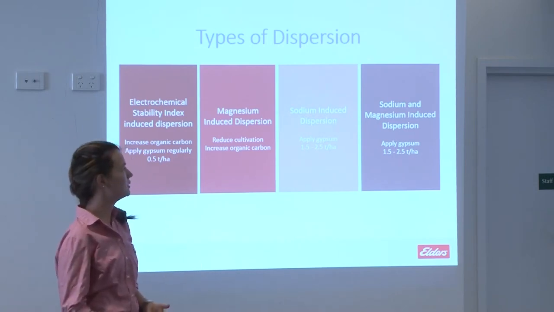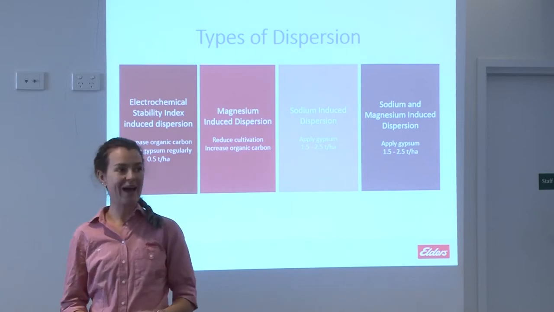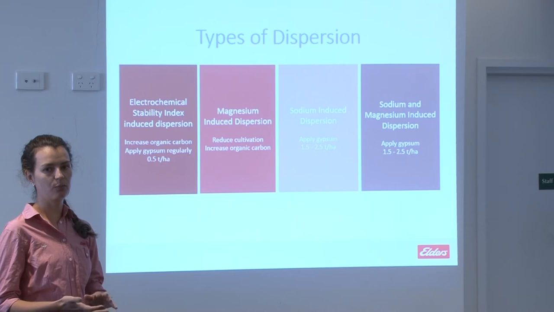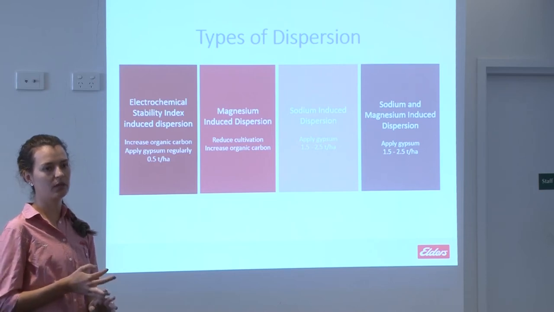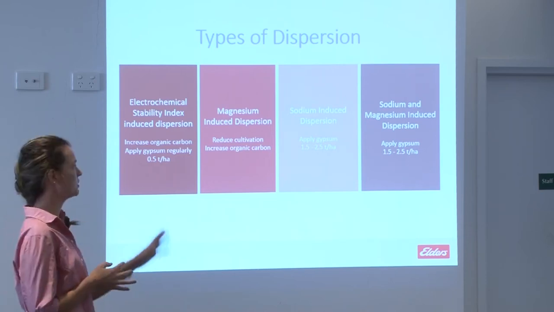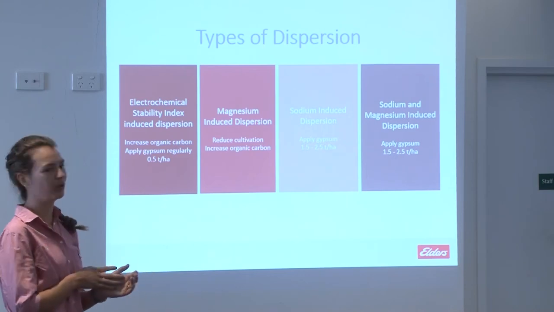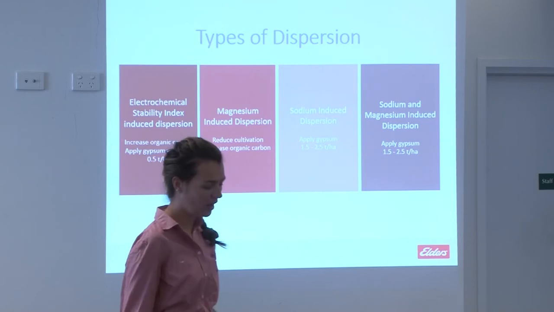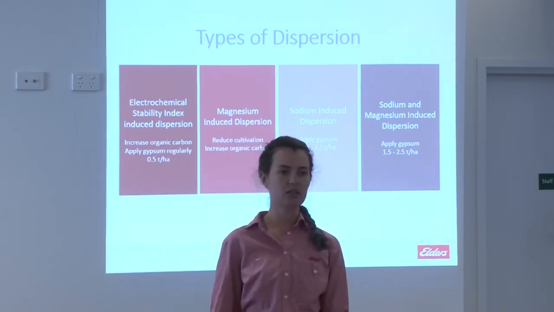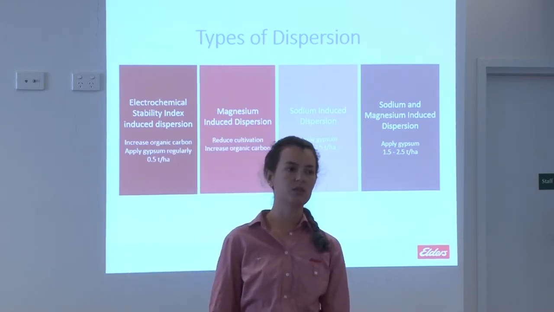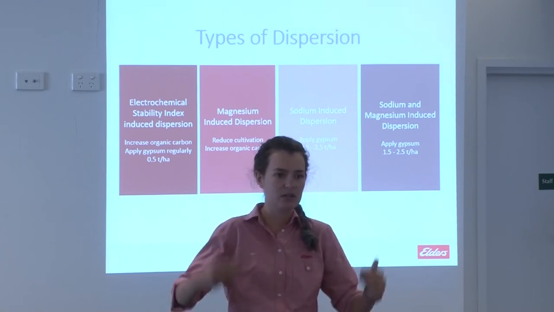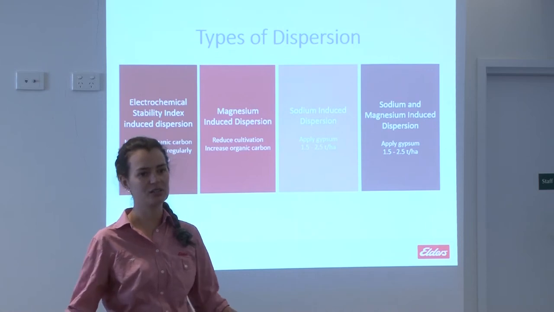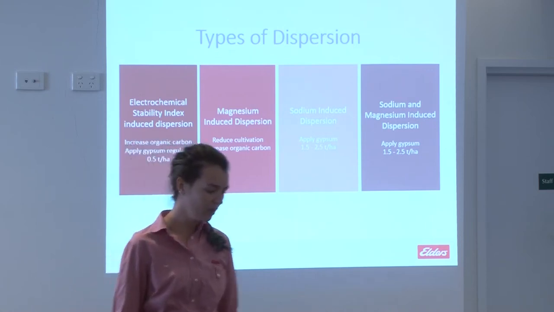And then the last one is you can also have sodium and magnesium induced dispersion. So that's where you've got excess of both salts, and so that's where you apply the gypsum to get rid of the sodium, and you hope for a high rainfall year essentially to get rid of the magnesium. So that essentially is a problem in the lower rainfall areas because there isn't that constant rainfall to leach those salts out. In the higher years, there's too much leaching and so you've lost your nutrients.